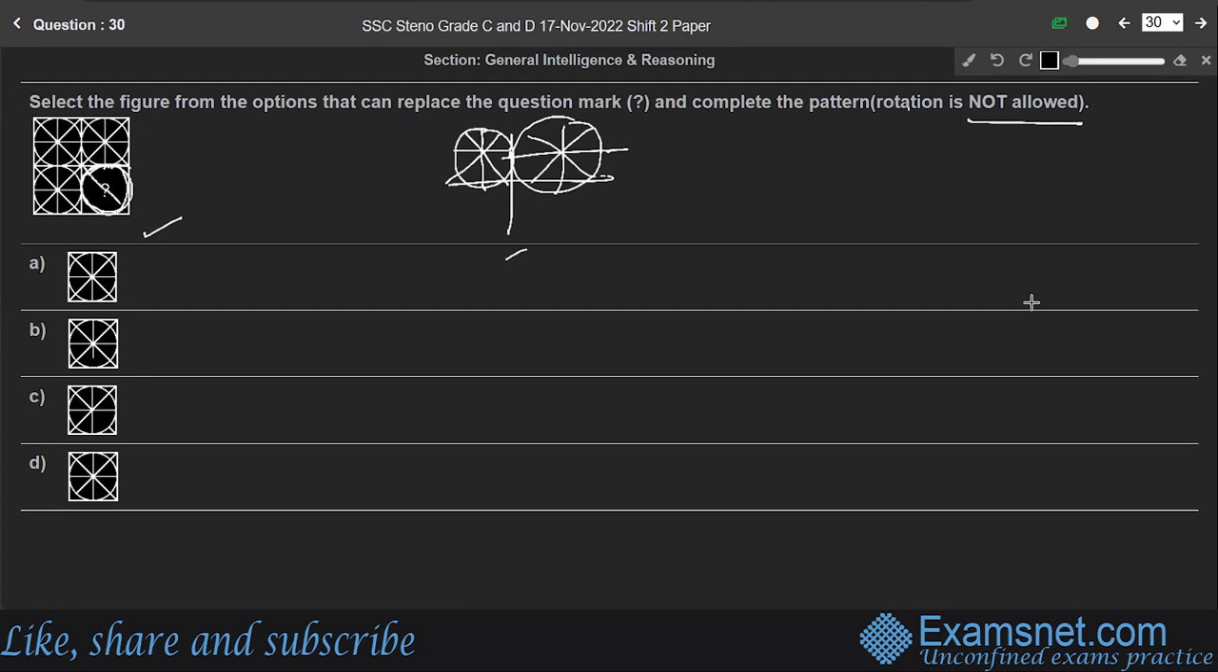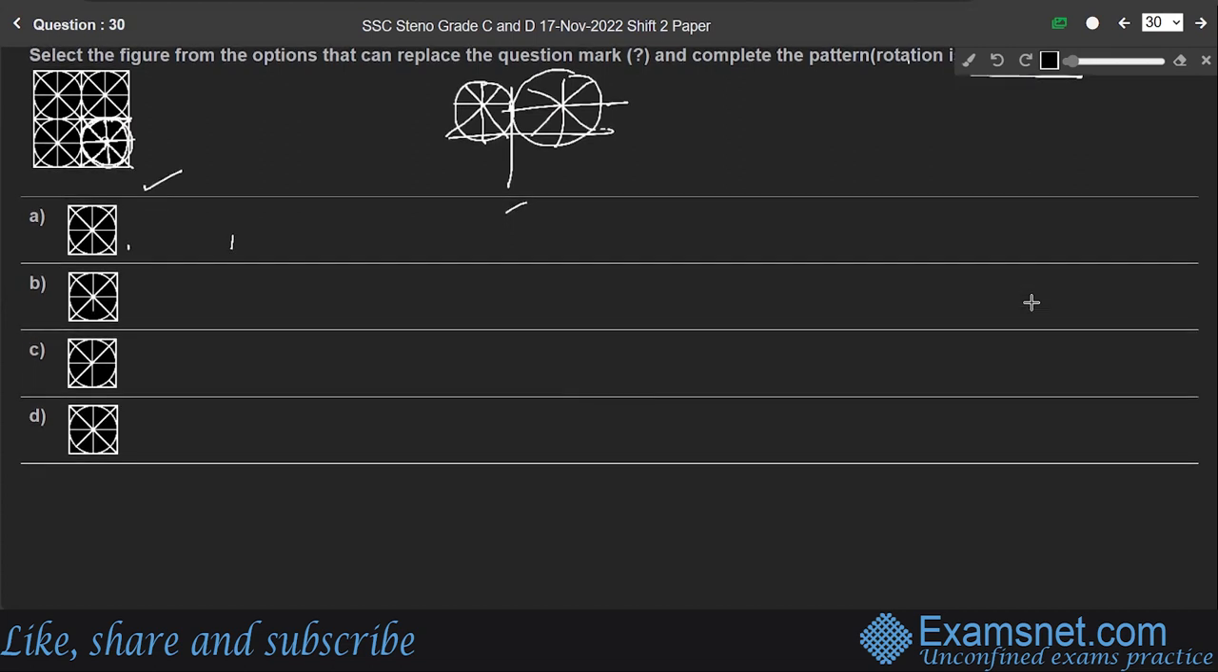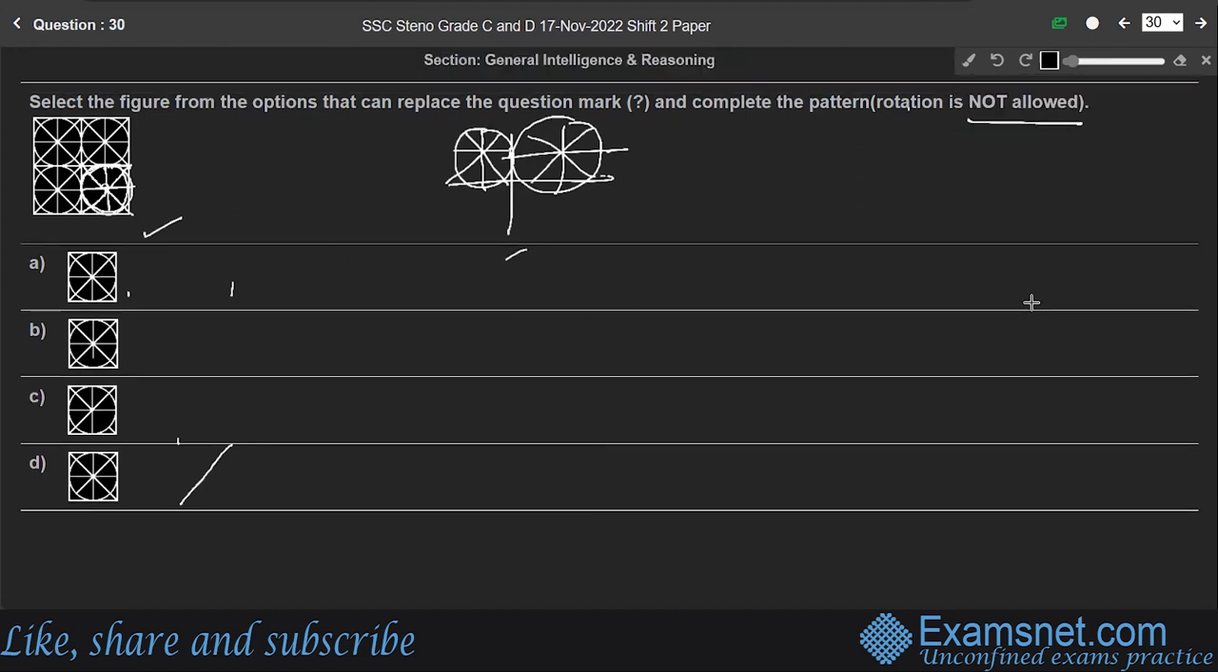So extend these lines along the diagonal as well as sidewise, like this. Therefore, look at the options here. So option D, I think, right? So no, not option D, option A. In option D, this diagonal line doesn't touch the end point here, right? So option A is the right answer, right? Which completes the given figure.